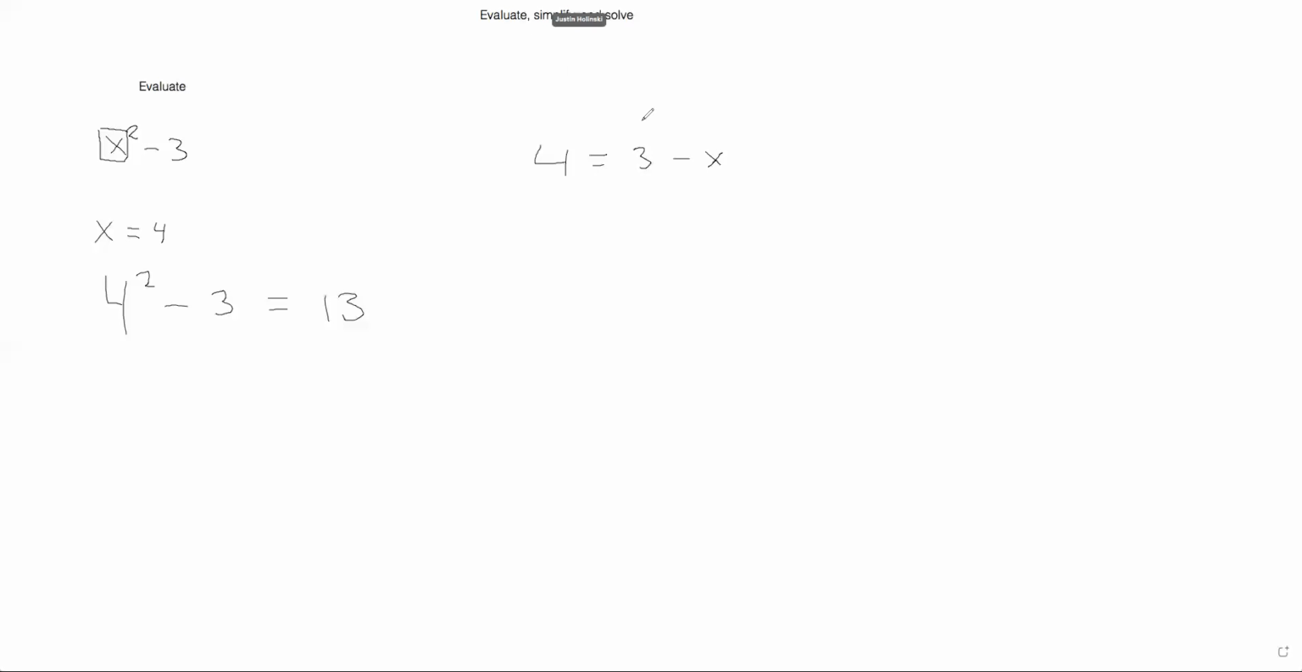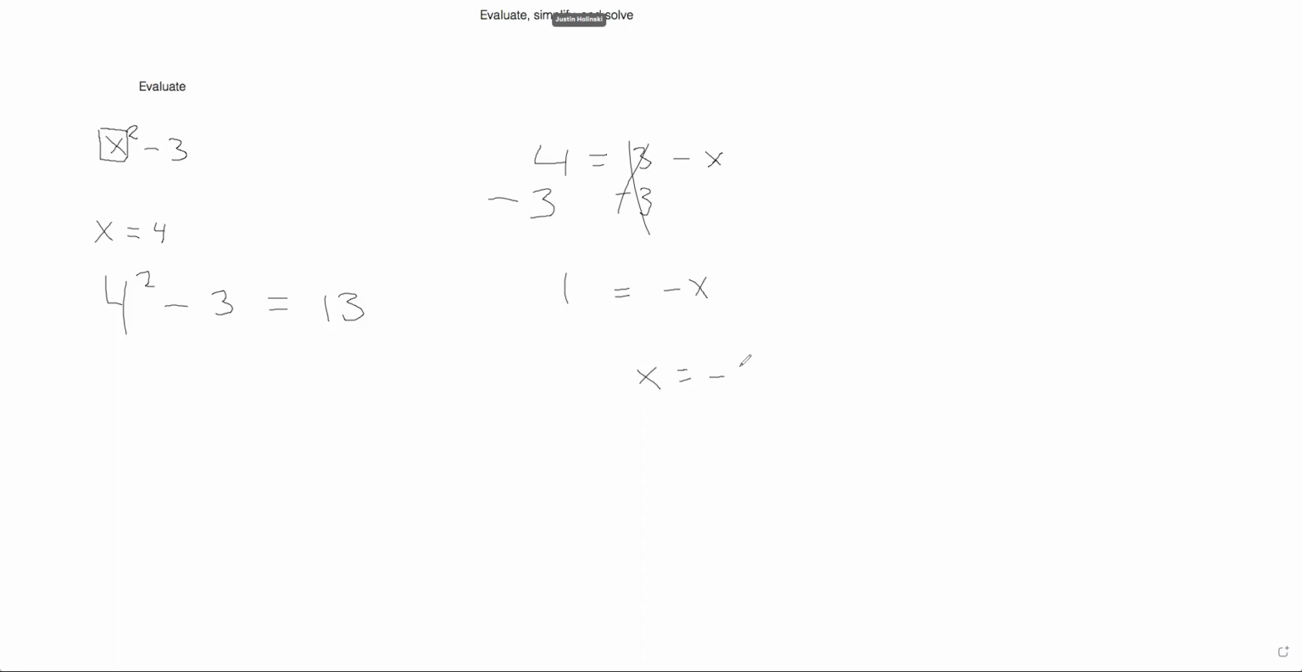So we can actually be a bit more strategic in how we go about this one. We're solving for x, which means we have to get rid of all of the junk surrounding x. So we're going to start by getting rid of the 3. We're going to subtract 3 on both sides. We get 1 equals 0 minus x. So basically, it's just negative x. And if we multiply both sides by -1, we're going to get the solution.